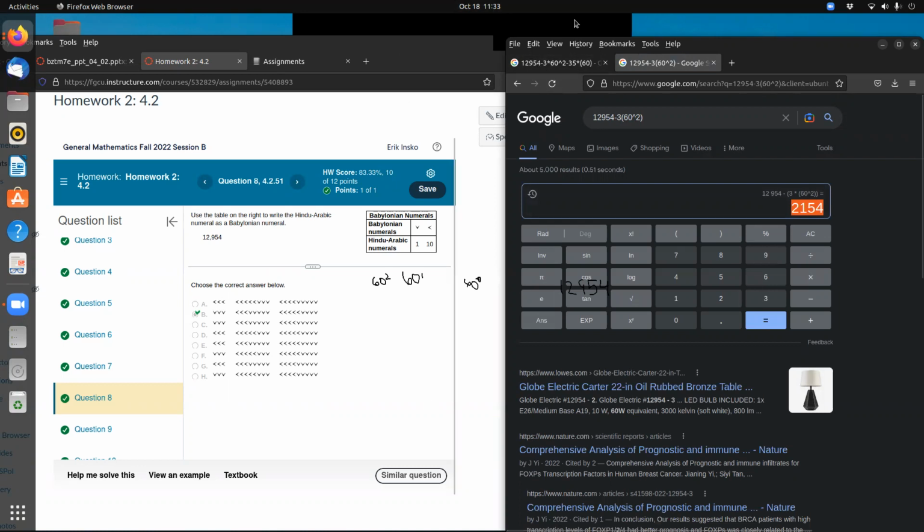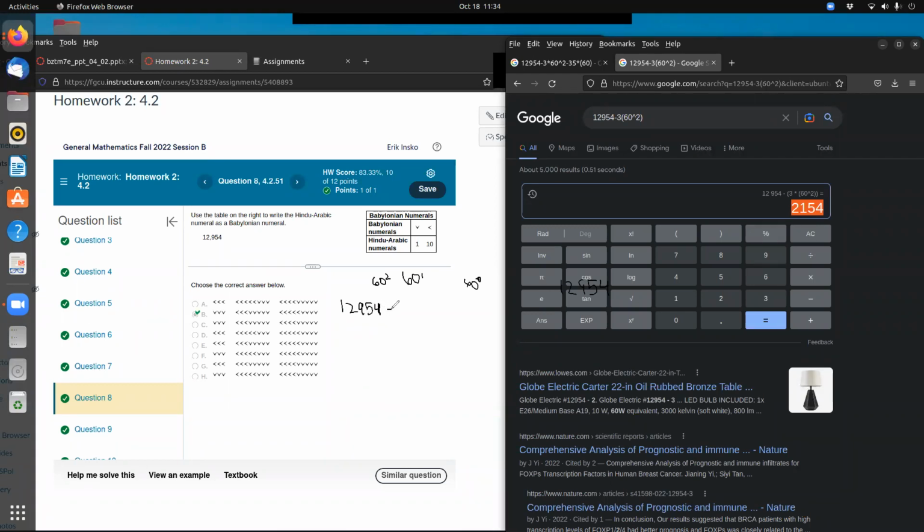Okay, so when I go back, what I just figured out is that 12954 minus 3 times 60 squared is 2154. Okay, so 60 squared goes into 12954 3 times with a remainder of 2154. And so that's why one of the right answers is going to be the Babylonian numeral for 3. So it's going to be one of these 3 down guys. Okay. This would be 30, and that would be right. So it's one of these, just looking at that first bit of math.